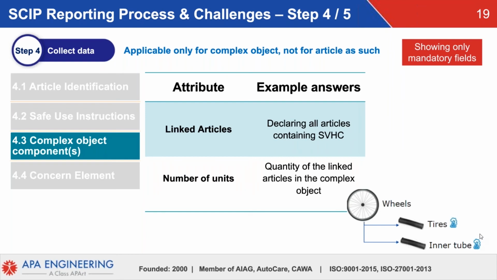This is applicable only to the complex objects. So we have to declare the linked articles. For example, the tires and inner tubes are supposed to be reported here as the linked articles to the wheels, and the number of units is nothing but the quantity of the respective article. Next slide.